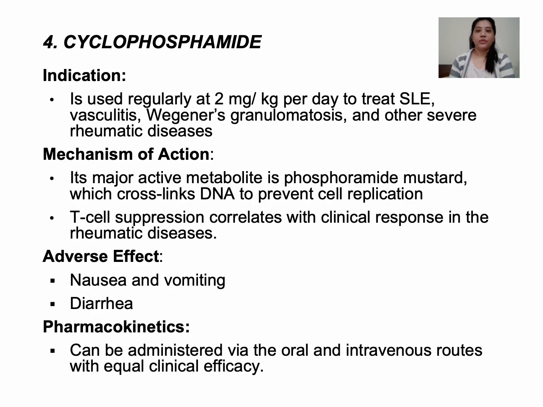Number four will be cyclophosphamide. Its indication: it is used regularly at 2 mg per kilogram per day to treat SLE, vasculitis, Wegener's granulomatosis, and other severe rheumatic disease. Its mechanism of action: its major active metabolite is phosphoramide mustard, which cross-links DNA to prevent cell replication. Its T-cell suppression correlates with clinical response in rheumatic disease. Its adverse effects are nausea, vomiting, and diarrhea. Regarding its pharmacokinetics, it can be administered via oral or intravenous route with equal clinical efficacy.